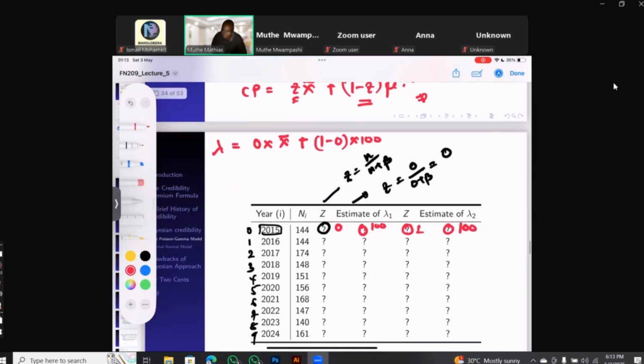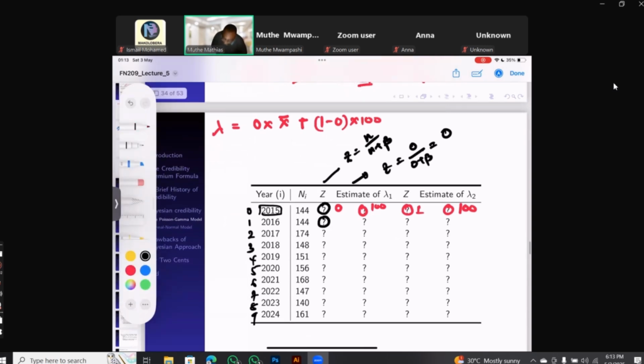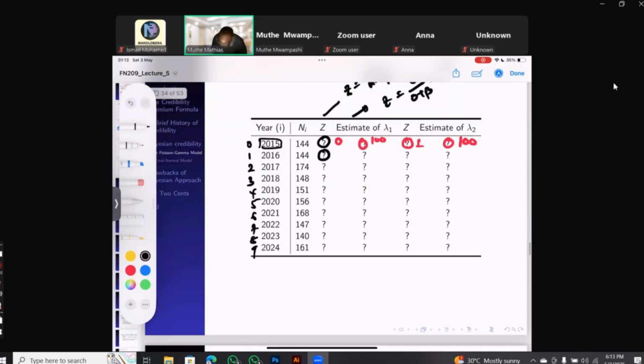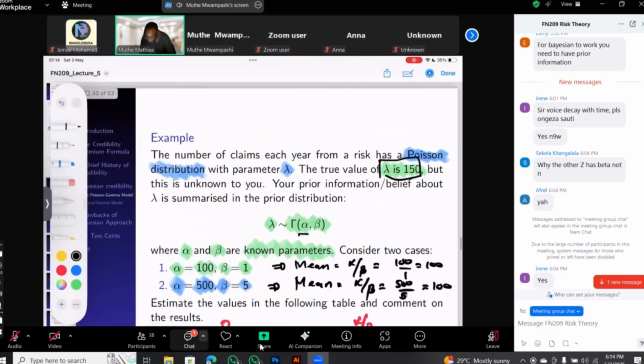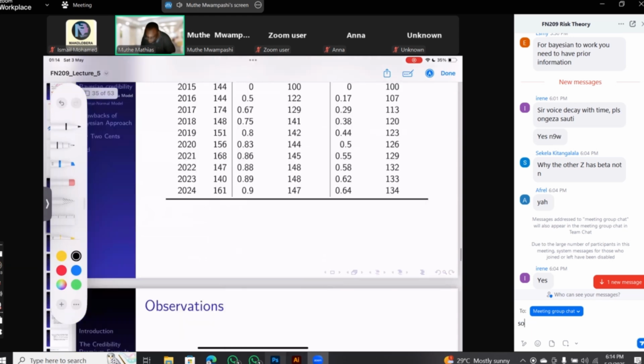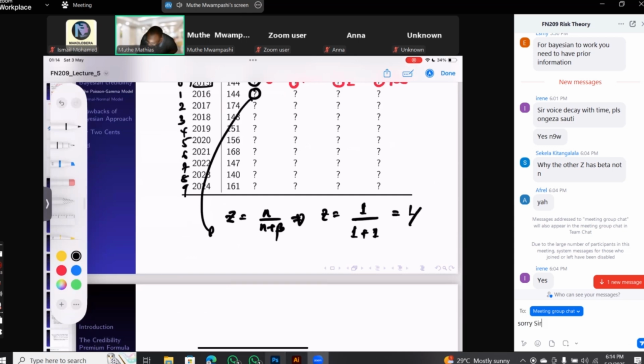And then you move on, because now if you move to the second part, what is going to happen? Z is the same thing, n divided by n plus beta. But at this point we have one observation, because we have 1 year of data. So we take 1 divided by 1 plus beta. Beta, remember, is 1 for the first case and 5 for the second case. So it is 1 divided by 1 plus 1, and your Z in that case will be 1 over 2.